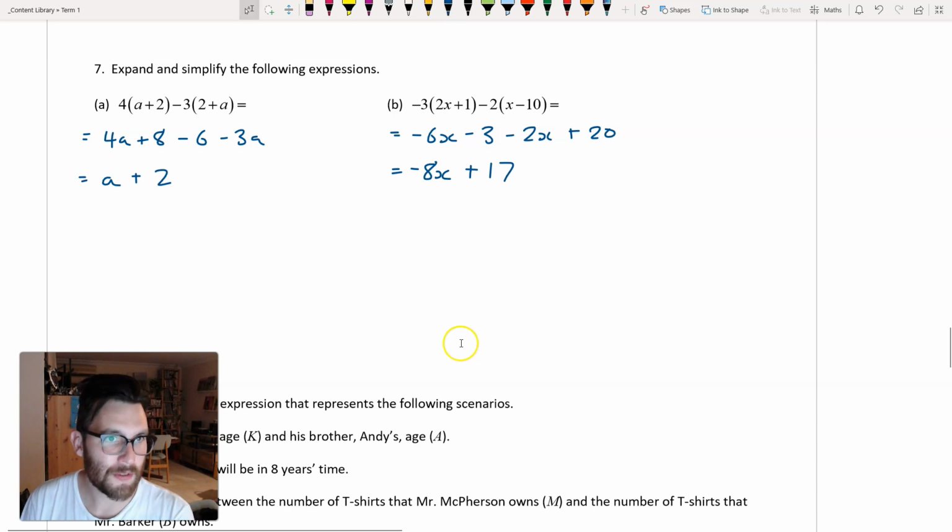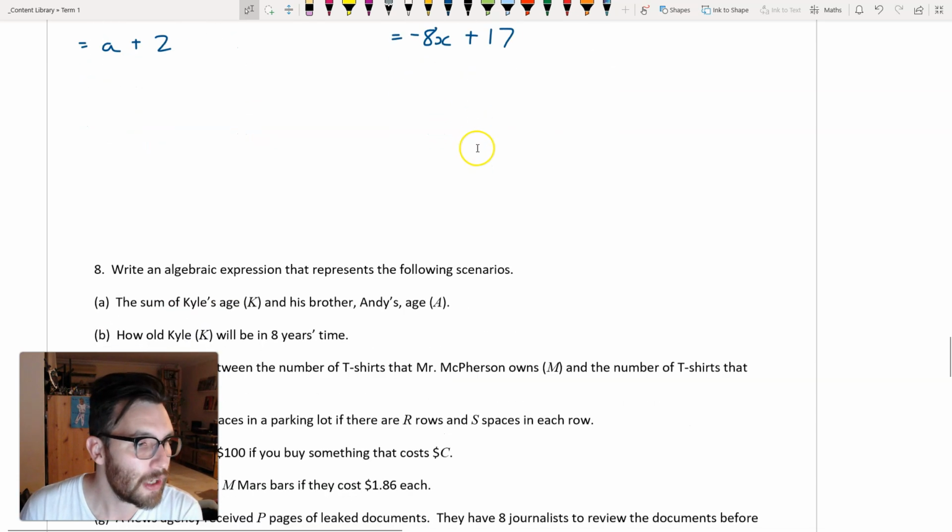Cool. So for these ones, you're pretty much combining a few different skills together. You're expanding the brackets, and we've done that before, and then you're going on to collect like terms. So it's taking 2 skills that you have and putting those together.